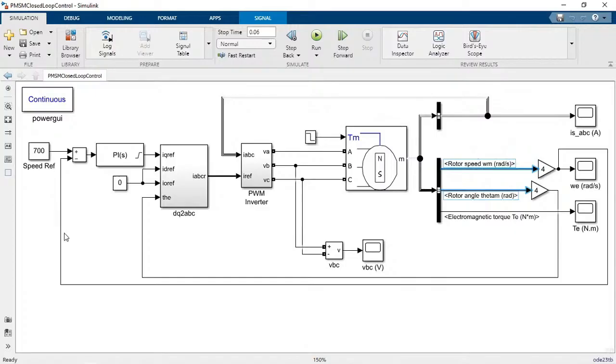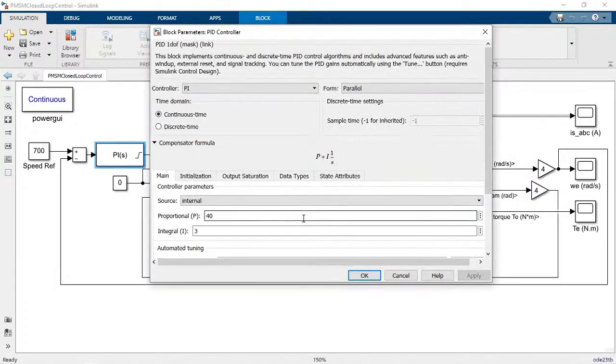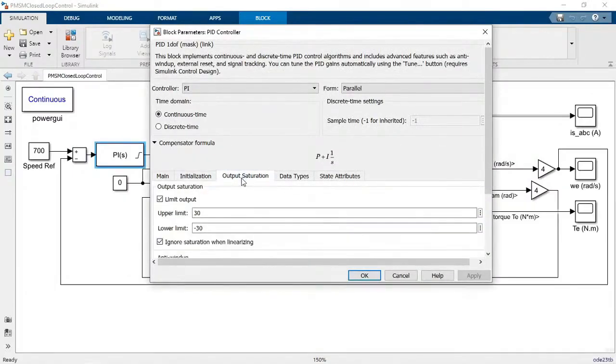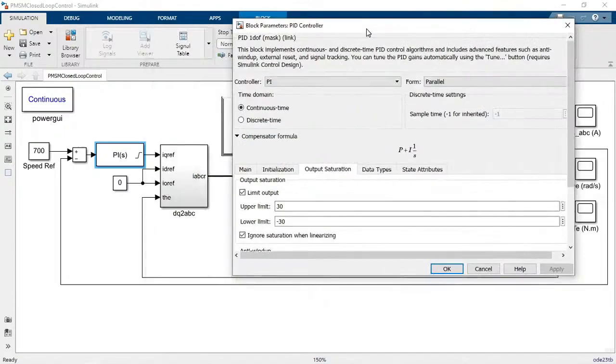Since it is a 4-pole synchronous motor, we multiply by 4, and this is compared with the reference speed. This is not in RPM, it is in radian per second. The result is given to the PI block, and the PI block gives the reference current. The maximum value of this current is 30 ampere, and the lower limit is minus 30 ampere.